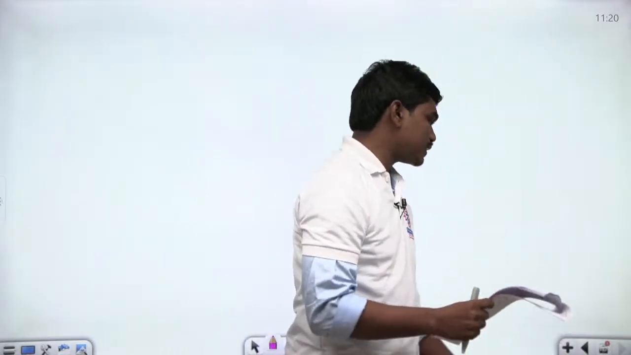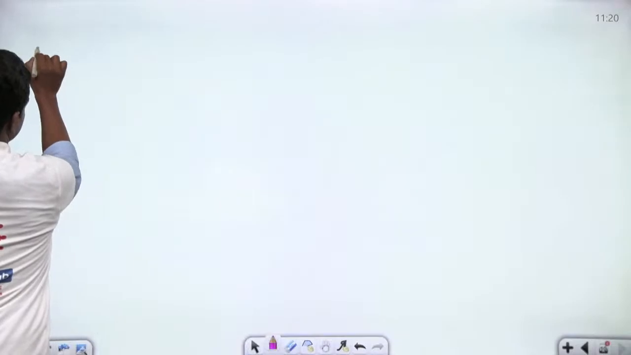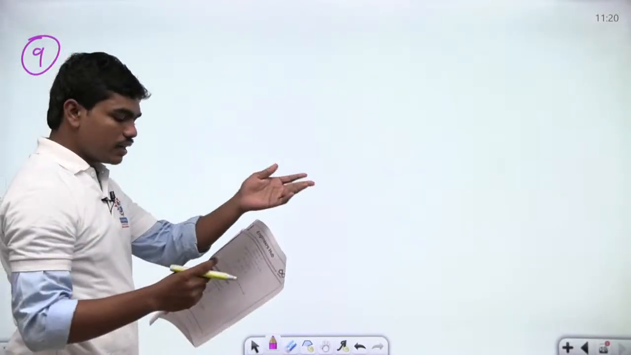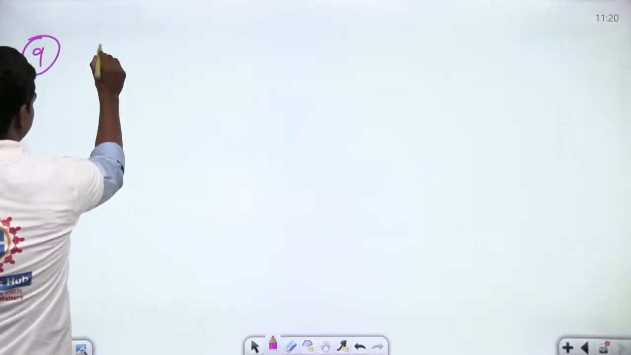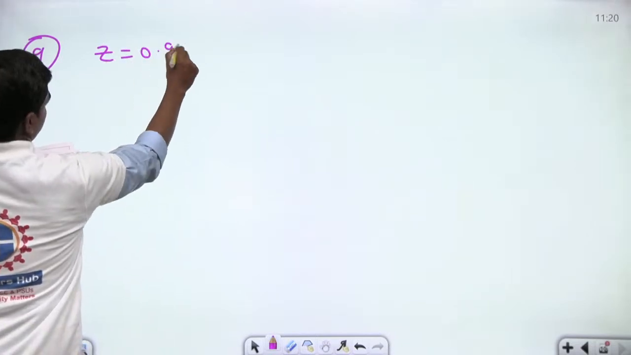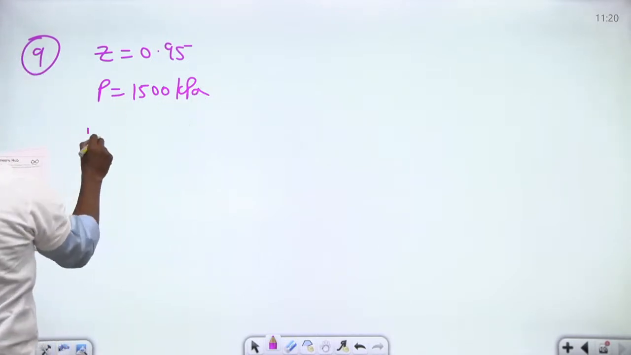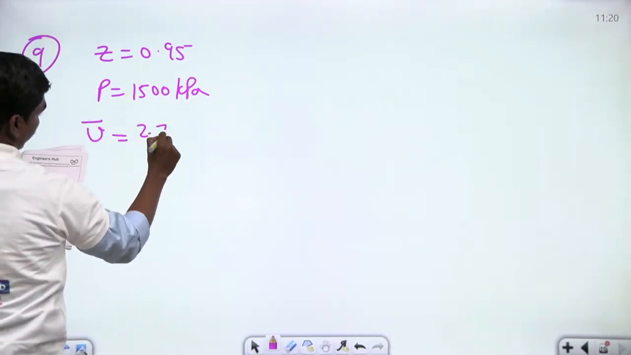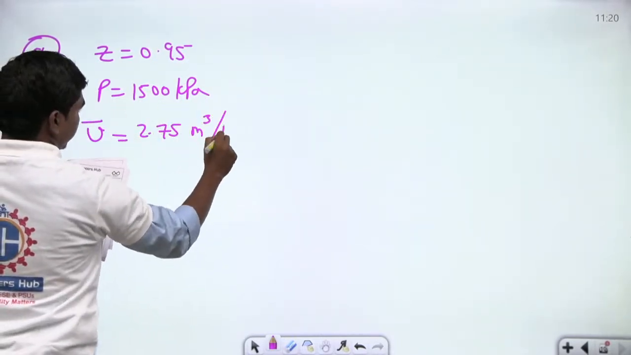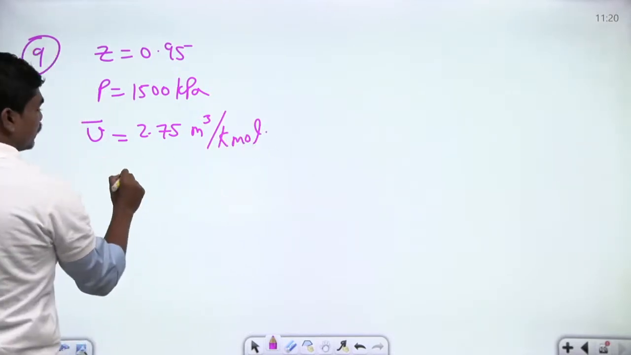Again, there is one question from compressibility factor. In compressibility factor, they have given you Z and P. So Z is equal to 0.95 is given, and P is equal to 1500 kilopascals. And they have also given you the molar specific volume, V bar is equal to 2.75 meter cube per kilomole. This is the data we were given, and they are asking you for the final temperature.